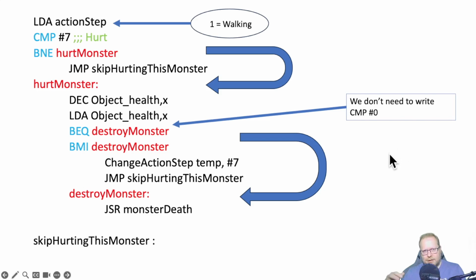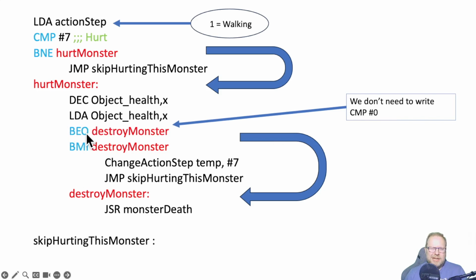Sometimes if you have a big confusing code, then maybe it's actually a good idea to do this. But usually you don't need to write compare with 0, or you never need to write compare with 0. You can do that, but you don't have to. So load A with object health, X, and then I go straight to BEQ.